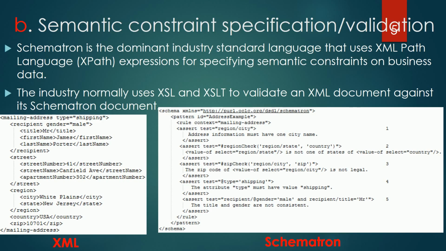This Schematron document specifies 5 semantic constraints. Let's take the first semantic constraint as an example to explain how the Schematron validator works. The first one will check whether a city element is included in the address information. The specified path is mailing address, region, city, and the validator will check that location in the XML instance. If the validator can find it, the validation passes. If not, it returns the error information.